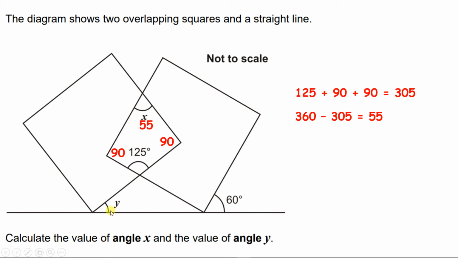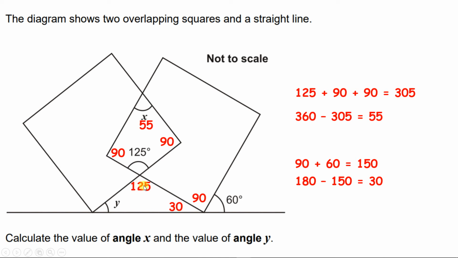Now finding angle Y is a bit more difficult, but we can remember when lines intersect, the opposite angles are always the same. So we know this angle here is also 125. And we know that we've got a corner of a square here, so we've got 90 degrees here. And because we've got 60 and 90, and we can see that we're on a straight line here, we've got 150 in total. Angles on a straight line add up to 180, so this angle here must be 30.